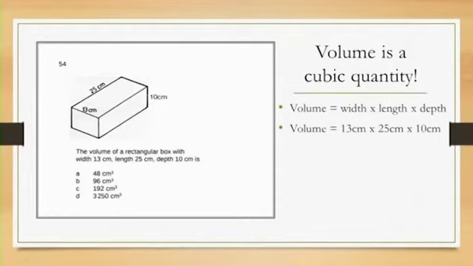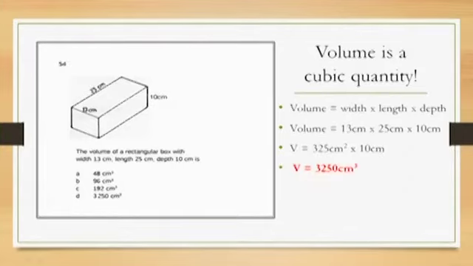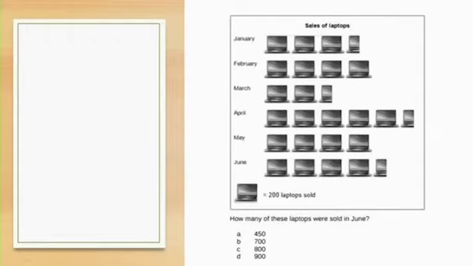So there we go. They have given us all the measures. All we have to do is multiply. 13 multiplied by 25 gives me 325 square centimeters. Multiplied by 10 gives me 3,250 cubic centimeters. So the volume of that rectangular box is 3,250 cubic centimeters.